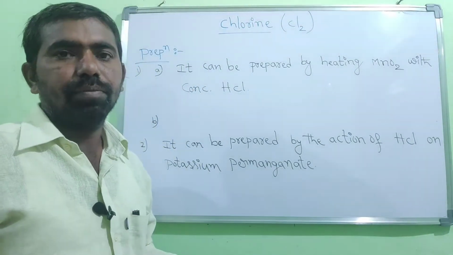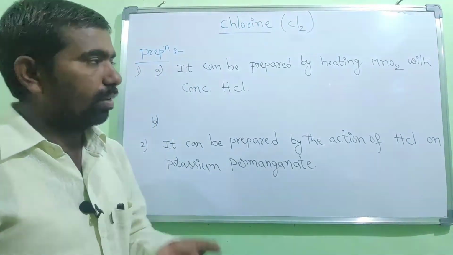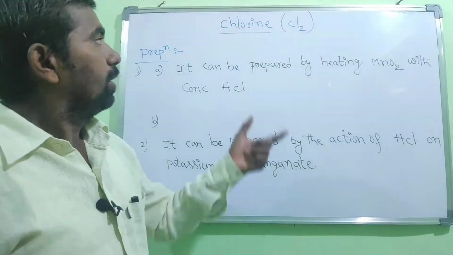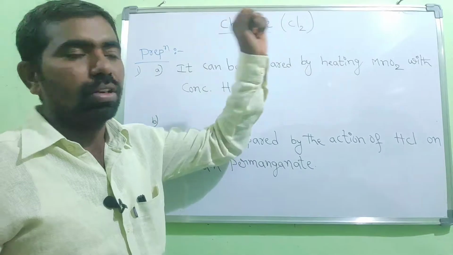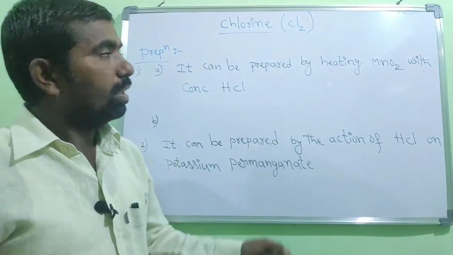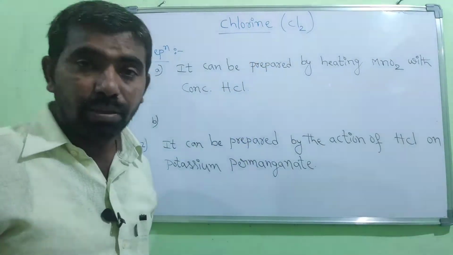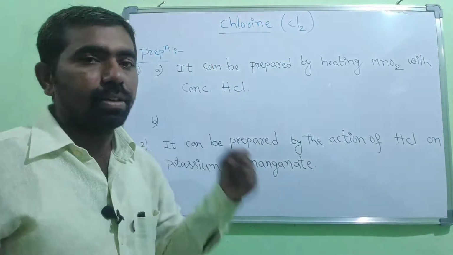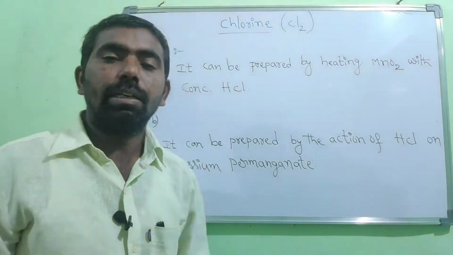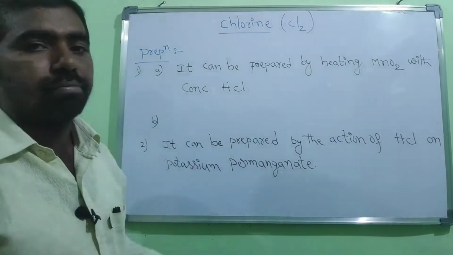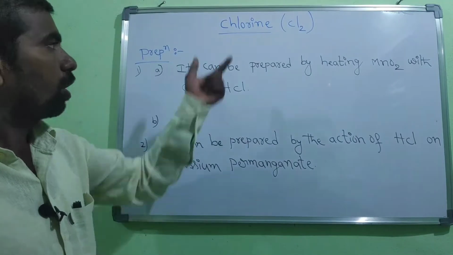In this class, I am going to share the concept of chlorine with you. So chlorine, its molecular formula is Cl2. It exists in nature as Cl2, and it belongs to group 7A. This is one of the important concepts for the intermediate section and MSET and NEET also. Straightaway, I am preparing this chlorine.